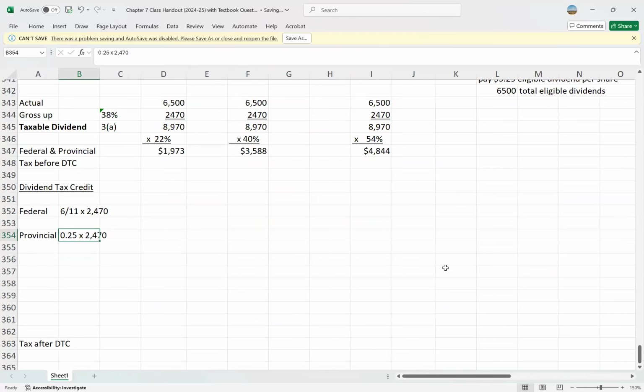So if we think about this, 6/11 times the gross up is going to be 1,347, and then 25% of the gross up is going to be 618. So if we add those two together, the total dividend tax credit is going to be 1,965. Let me just put that as a minus sign.